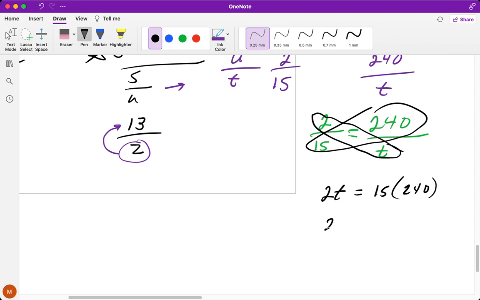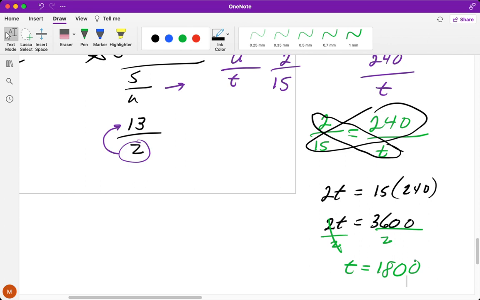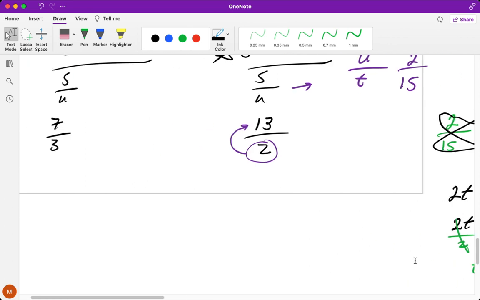So now we get 2t is equal to 3,600. And if 2 times some number is equal to 3,600, well, I divide by 2. And that means that t, or the total amount of tickets, is 1,800. So there's a total of 1,800 tickets that we can possibly sell in general.